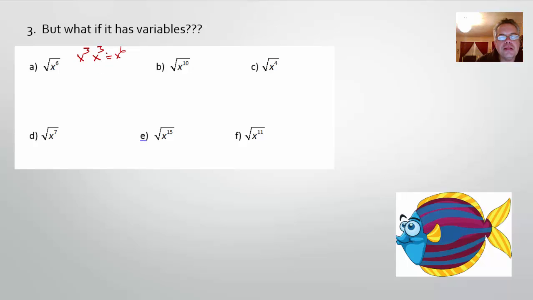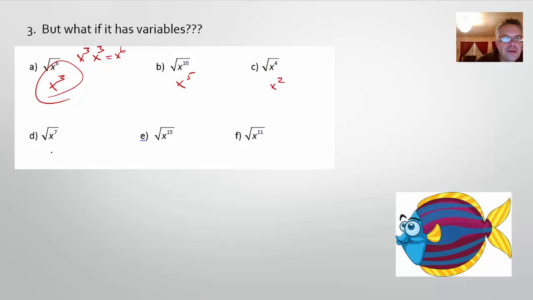Remember, if it has the same base, you add the exponents. So really, when the exponent's even, I just have to divide it by 2. 6 is 3 plus 3. So x to the third is the answer here. Same thing with this. What do you multiply by itself to get x to the 10th? X to the 5th. And this one, x squared.